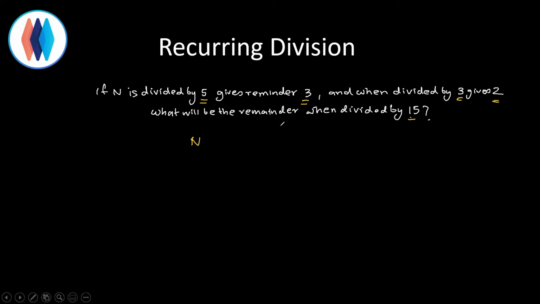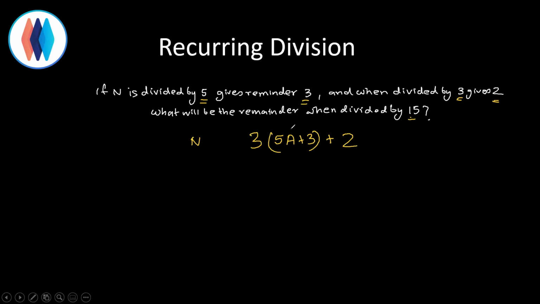Now here it's a very simple question if you know the structure of the number that has to be formed. For example, we know that the number when divided by 5 will give me a 3. So let's say it is 5a plus 3. Okay, this is the structure of the number. At the same time, the number is also 3 times that number plus, when it is divided by 3, will give me a remainder of 2.